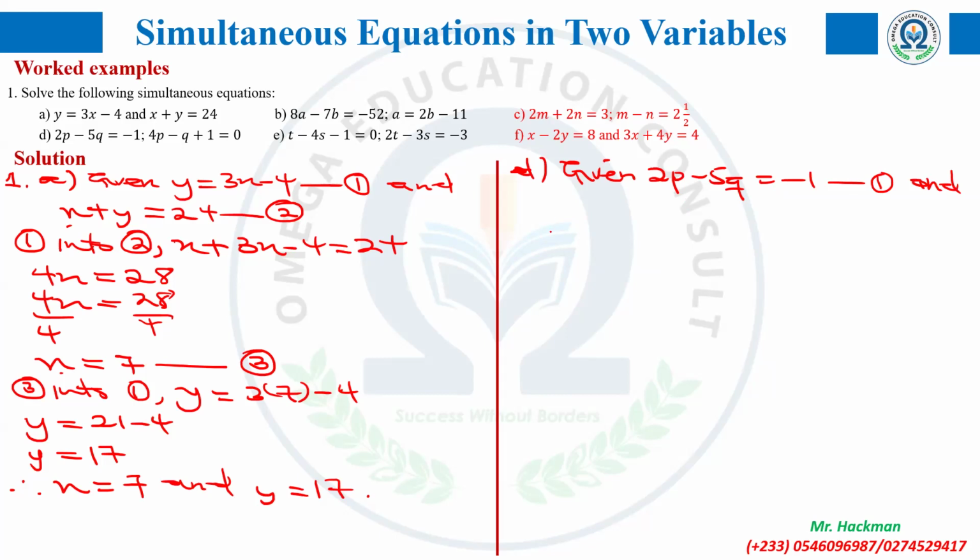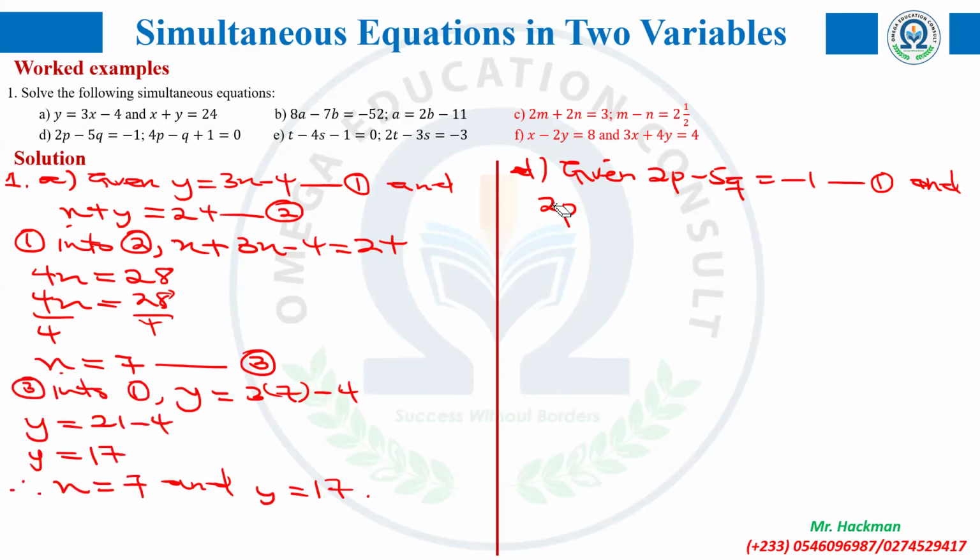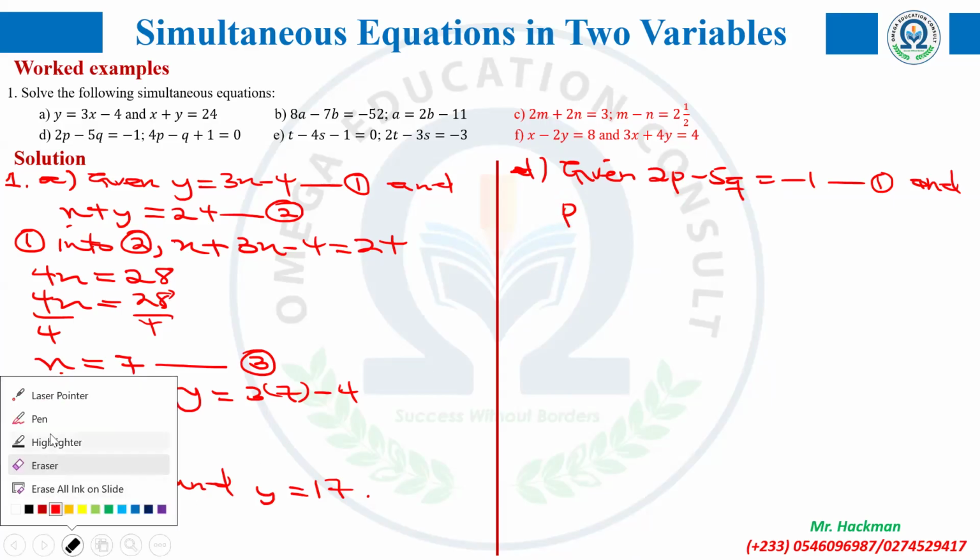Otherwise, I come down, and my second equation is 2, I always write close to the margin, P. Oh, sorry, 4P, forgive me. I was writing the first equation again. My bad. All right. So now what do we have?